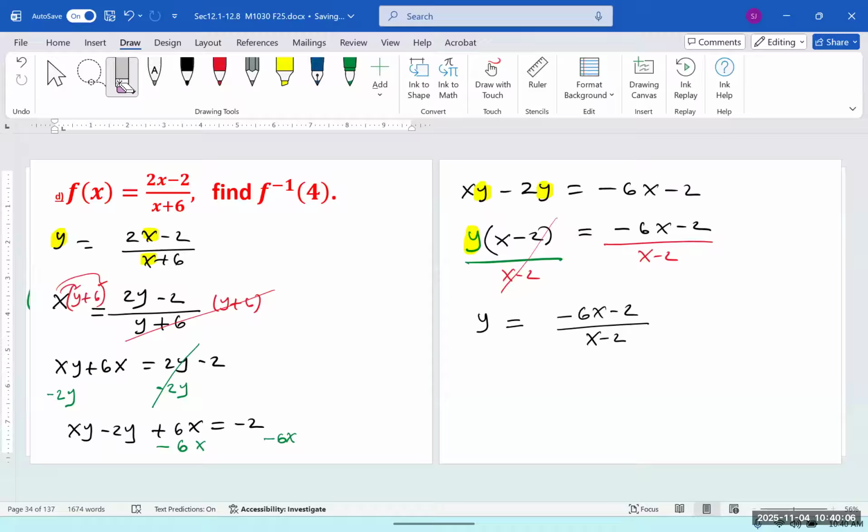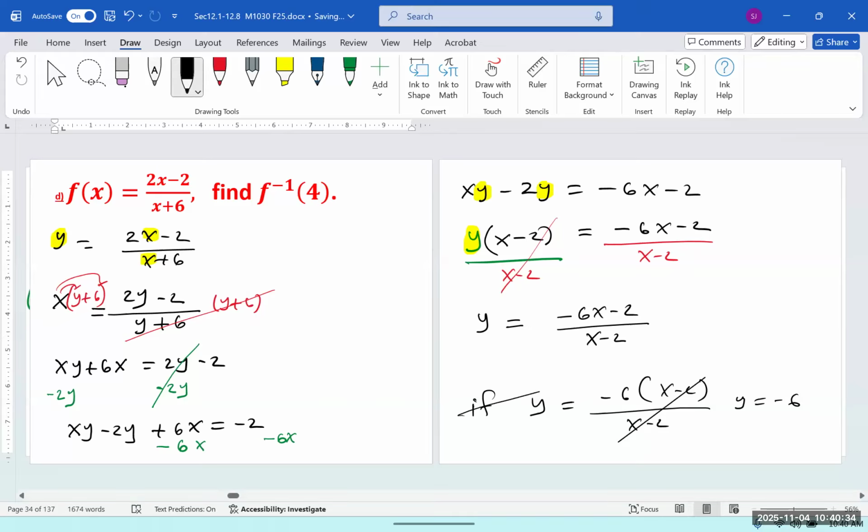If it was, then you could cancel. No, you have the coefficients. Only if you had y equals negative 6 times x minus 2 divided by x minus 2, you could cancel them, and your answer would be y equals negative 6. But this is not the case.